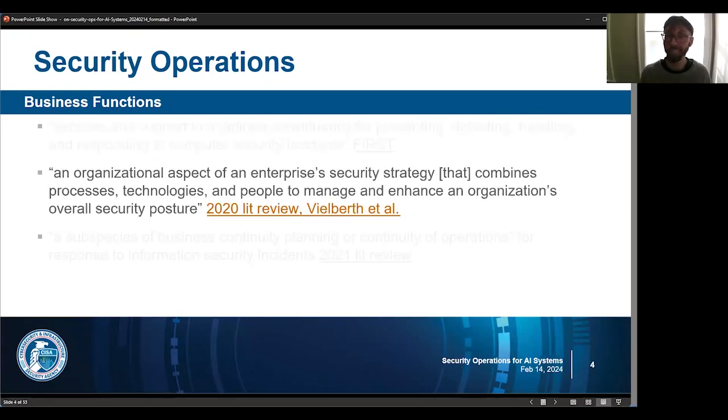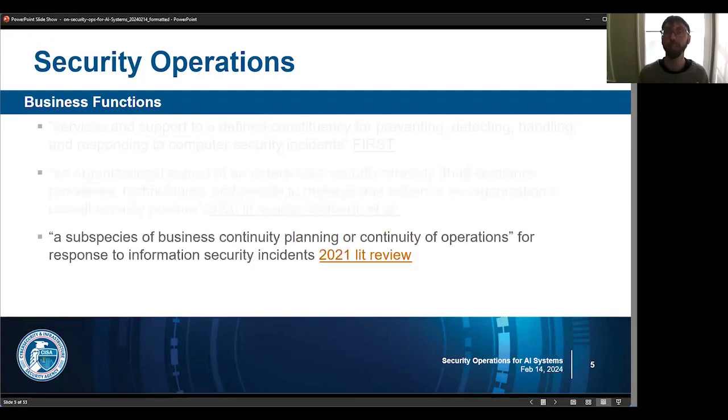There are other slightly different definitions of this. Enterprise security strategy, right? Strategy is a little bit higher level, talking about C-suite folks, like chief information security officers, which are common now, right? So processes, technology, and people, this is obviously important. You can't have anything without all three of those working together. Security posture is like a risk management aspect, right? Risk management posture. We can also put security operations into the context and frame of broader business continuity planning or continuity of operations. That was a review that I did in 2021, specifically about incident analysis standards and decision-making. Incident analysis is some part of security operations. There are other parts like vulnerability management, situational awareness, event management, all of these things.